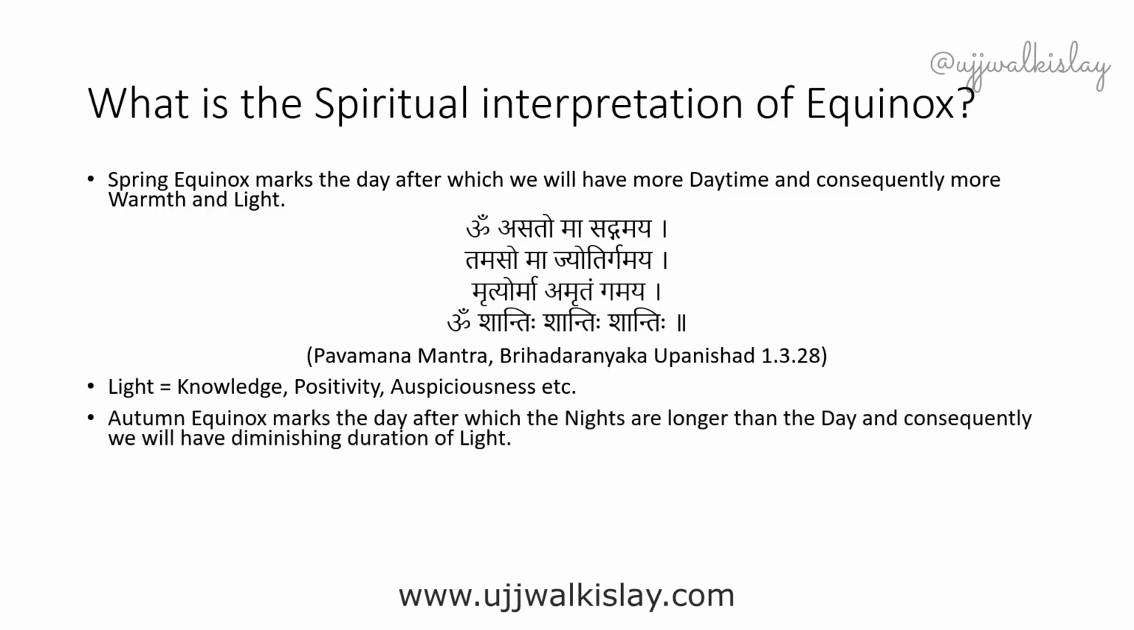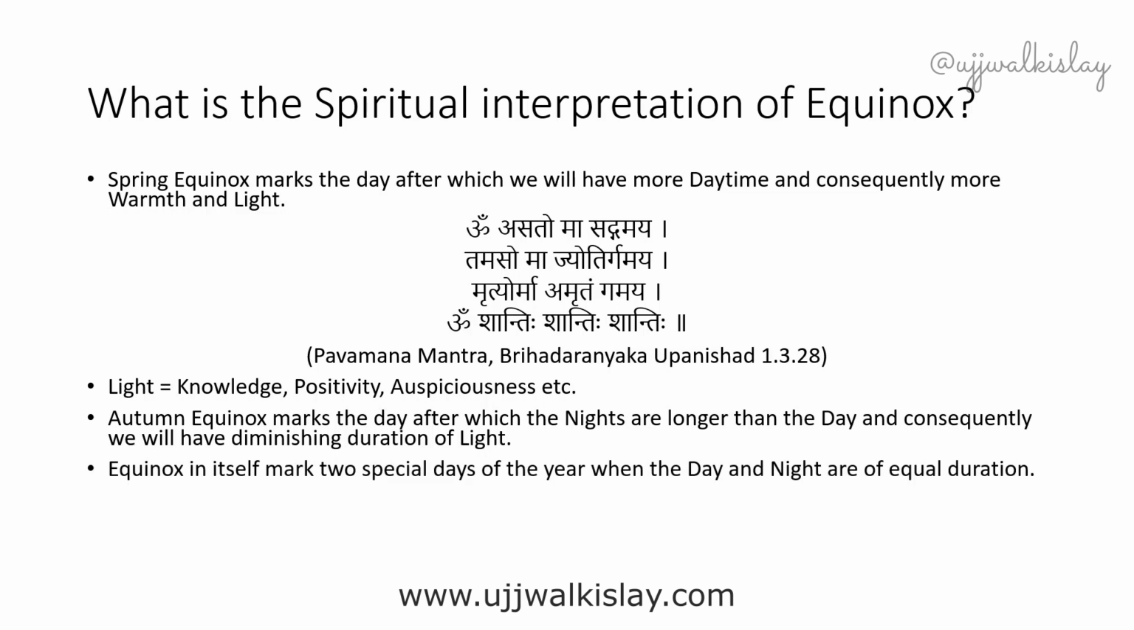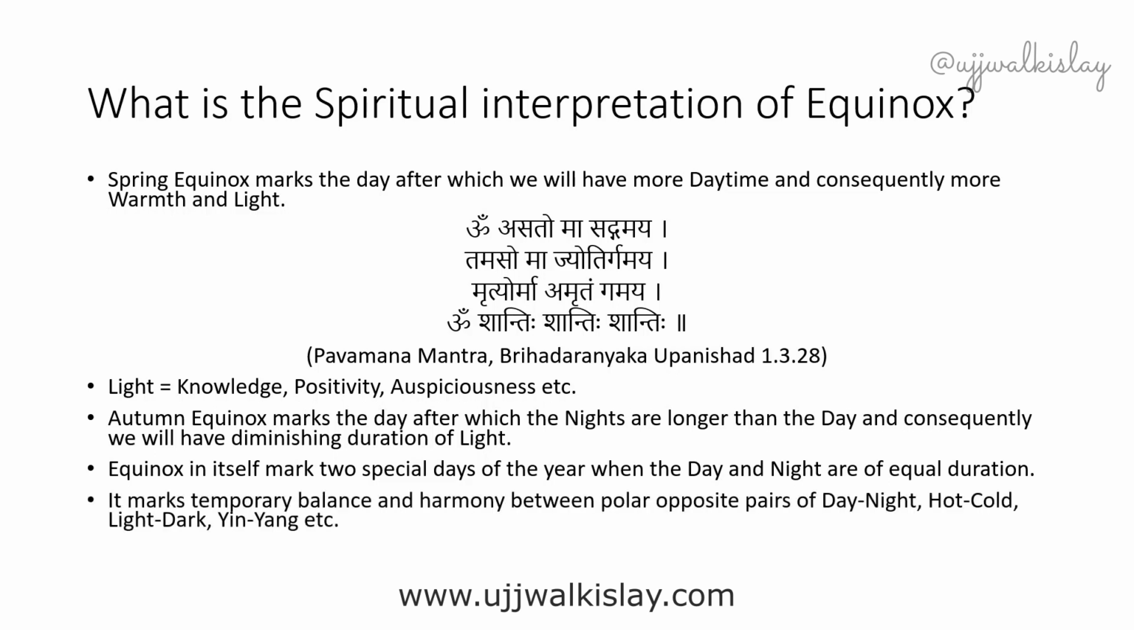Autumn equinox marks the day after which the nights are longer than the day, and consequently we will have diminishing duration of light. Equinox in itself marks two special days of the year when the day and night are of equal duration. Equinox marks temporary balance and harmony between polar opposite pairs of day and night, hot and cold, light and dark, yin and yang, or whatever other name you may think of it as.